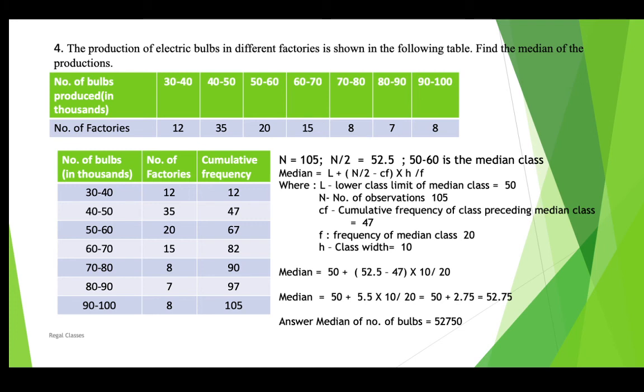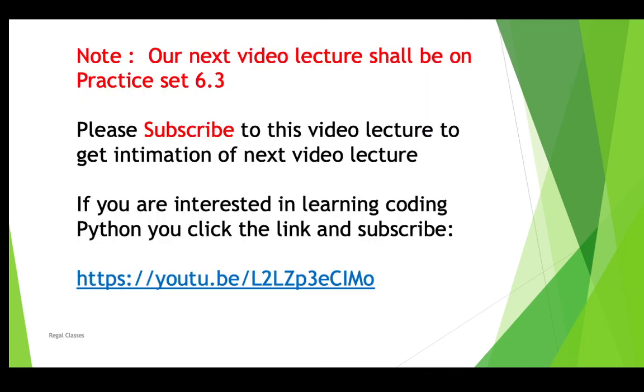52,750 bulbs because it is in thousands. So 52.75 thousand, it is 52,750. So there are 4 problems in this practice set.